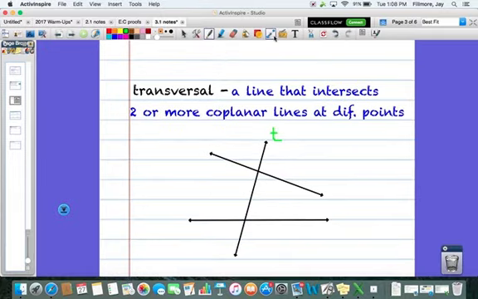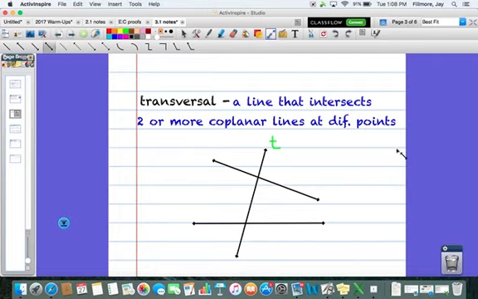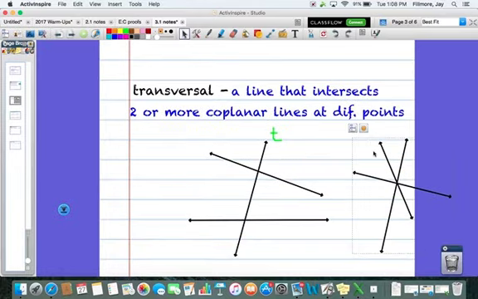Not very creative. Now, if I had one line that intersected two lines at the same point, it's not a transversal. They have to intersect at different points, like this point up here and this point down there. All right? If they intersect at the same point, that's called something else. We'll talk about that a little bit later in the school year. They're called concurrent lines. Don't worry about it. We'll get there in Chapter 5.